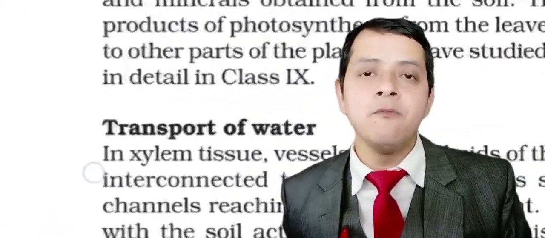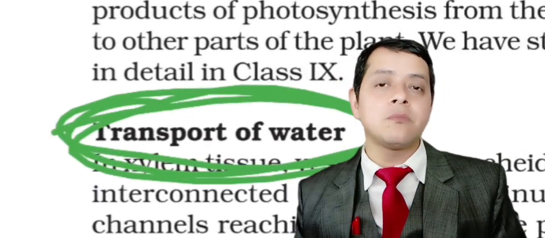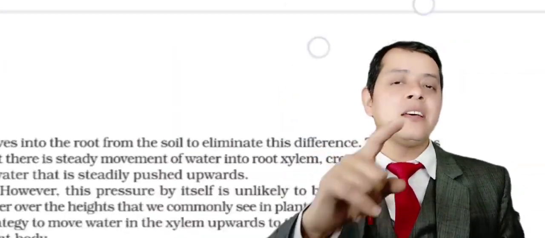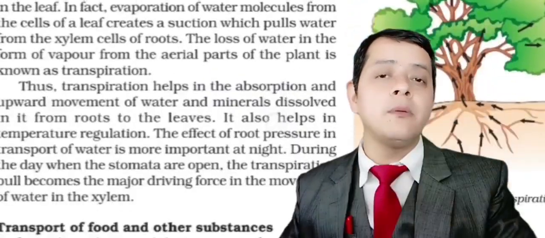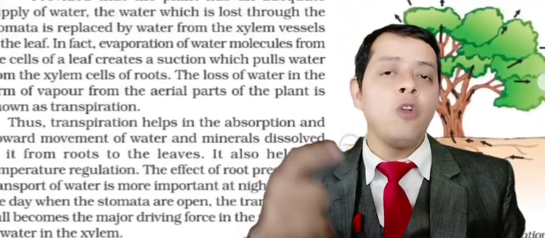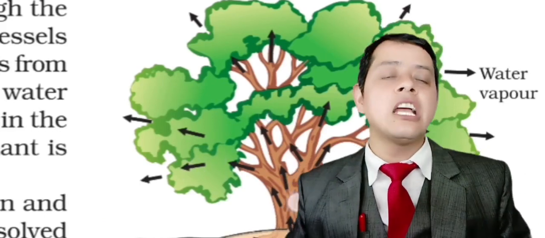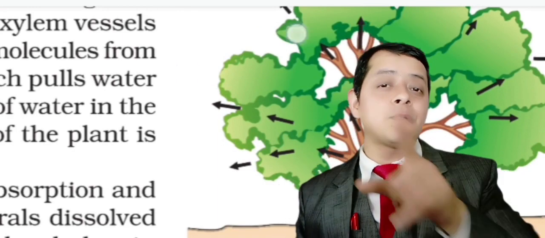Now let's come to the other portion, that is transportation in plants. When we talk about transportation in plants, there are two things to be transported mostly. One is water and another is food. Water is transported with the help of xylem, and food with the help of phloem. You can check out my videos where I have talked about that in March. Xylem carries water with the help of one process called transpiration.